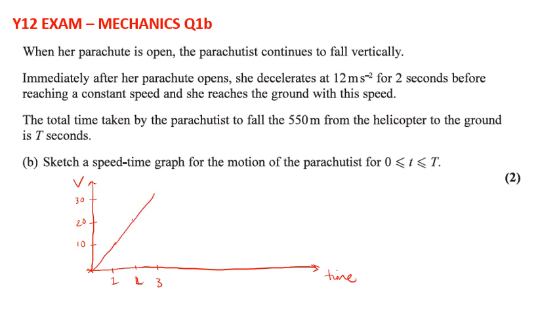After the parachute opens, she immediately decelerates at 12 meters per second squared for 2 seconds. So her velocity changes by 12 meters per second. It decreases by 12 meters per second for every second. So 4, 5, we're up to here, and we were at 30 meters per second. Over the next second, we come down to 18. So that's going to be about there.